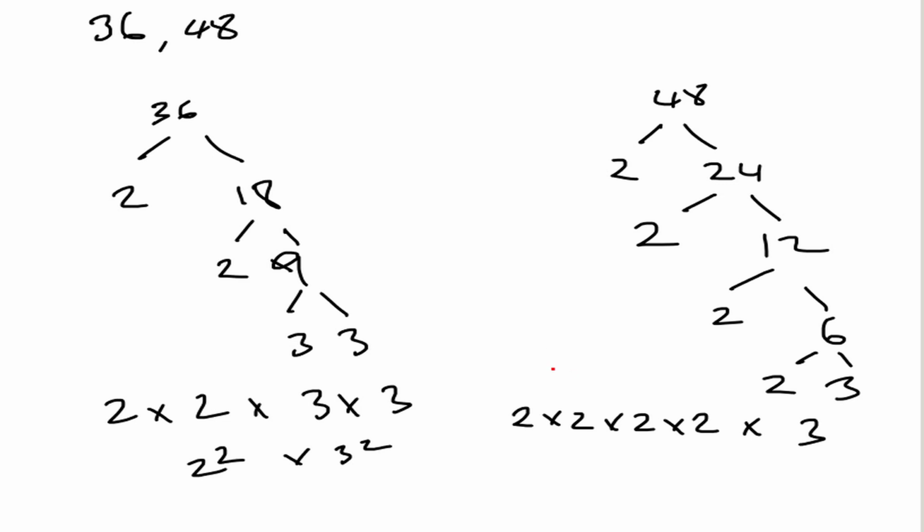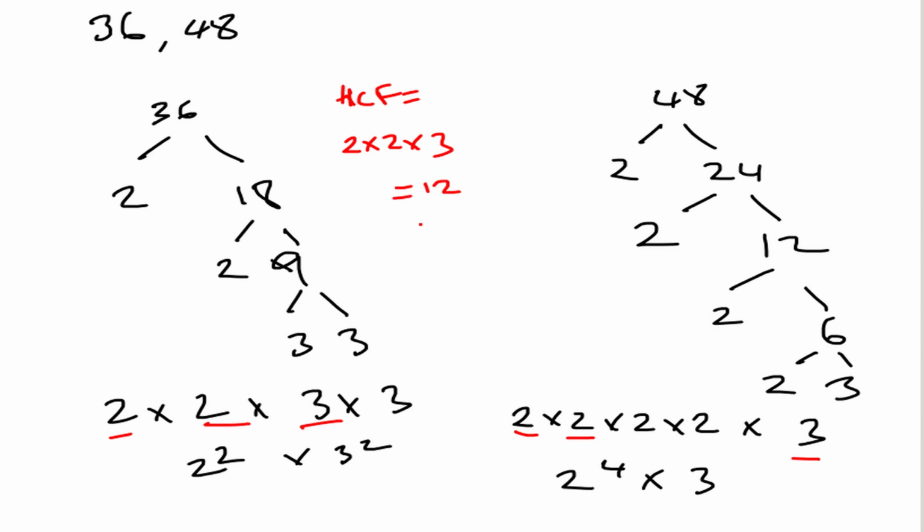So first of all, let's find the common numbers in both of these. That's the same as 2 to the power of 4 times 3. Okay. So let's find the common numbers. You've got 1, 2 here, 1, 2 here, you've got 3 here, you've got 3 here. So the highest common factor, HCF, equals, apologies for the handwriting, 2 times 2 times 3. 2 times 2 is 4 times 3, that equals 12.